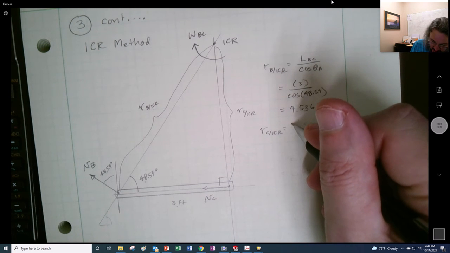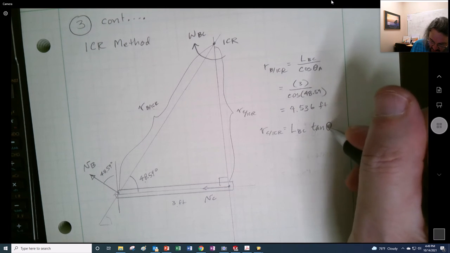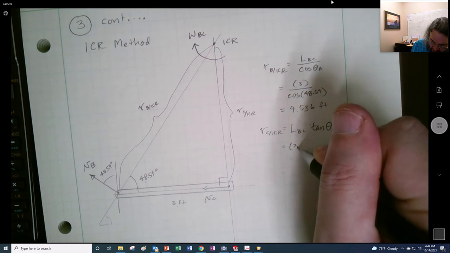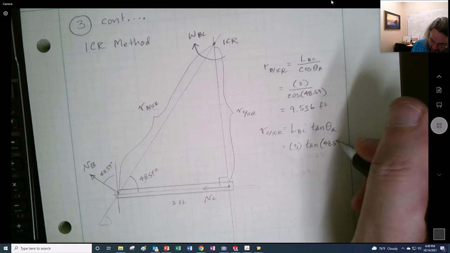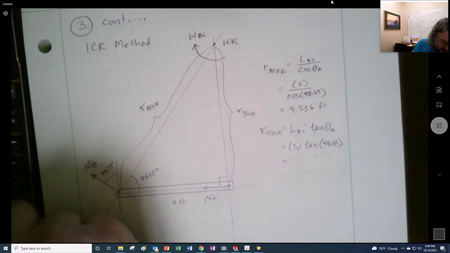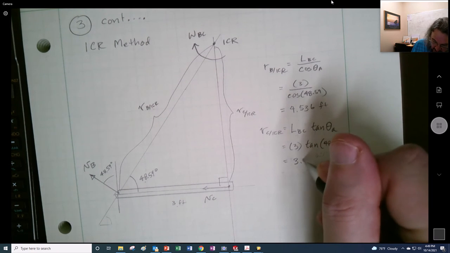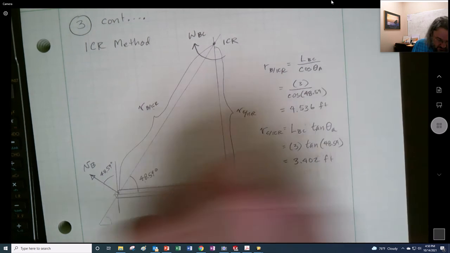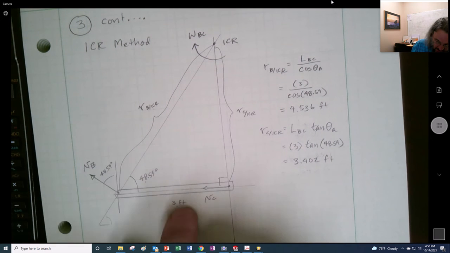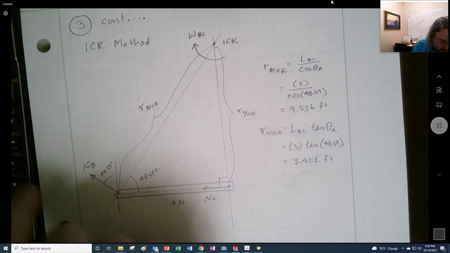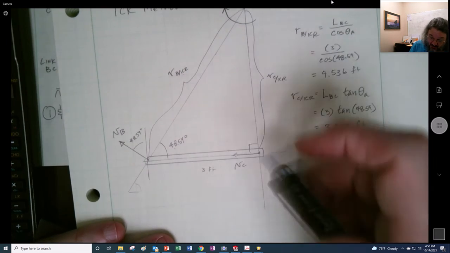So this is going to be LBC run times the tangent of theta A, or 3 times the tangent of 48.59 degrees. 48.59 tangent, and it should be 3 times, so I get 3.402 feet. And let me test this out here. I'll square this length, and then square that length, which is 9, add them, and take the square root, and I should get 4.536. Yep, okay, I got it. That was my test, just to make sure I got my geometry right.